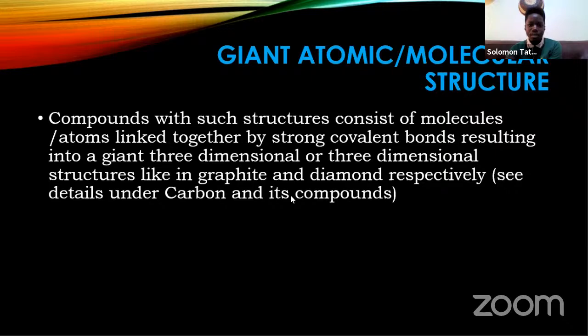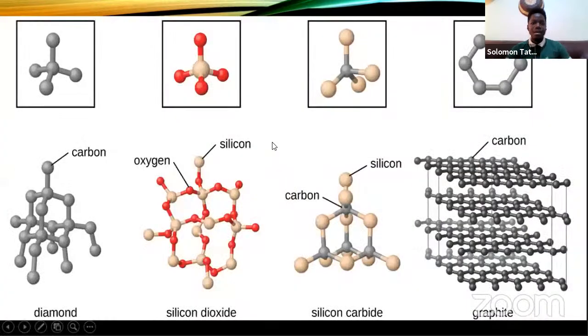So covalent bonds result into structures like that in graphite and diamond, respectively. We can see the details here. We have examples of these giant molecular structures with this picture here. We can see individual molecules that are connected up here to form the strong structure.